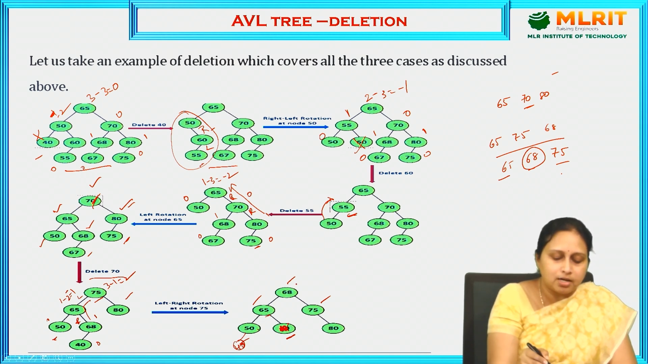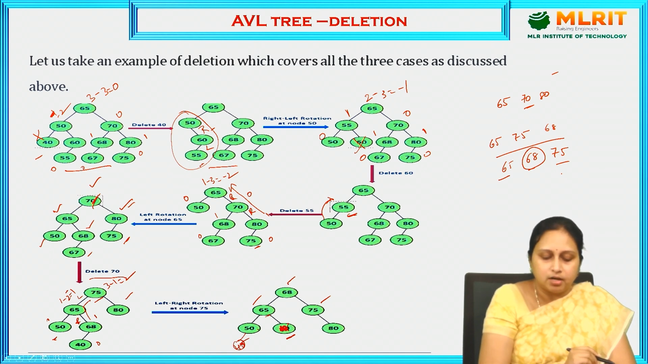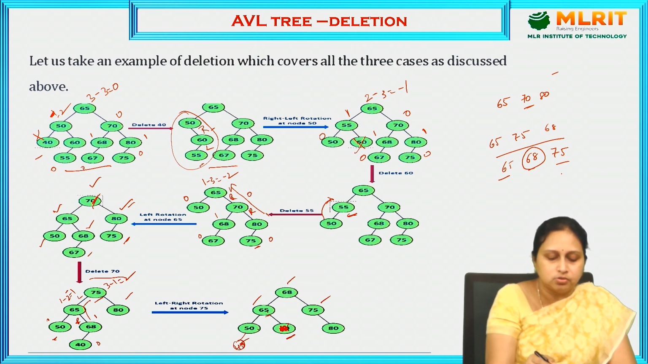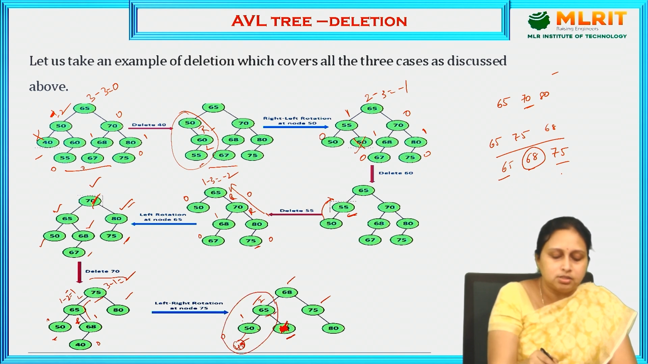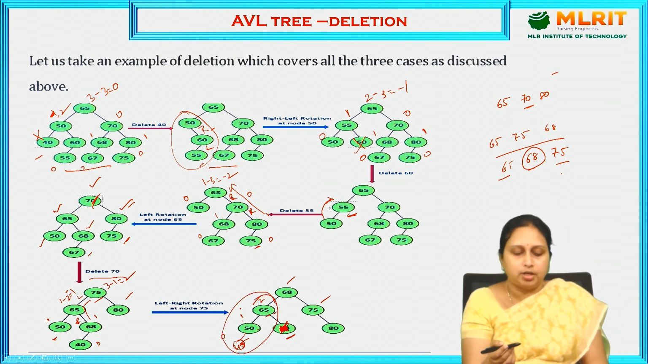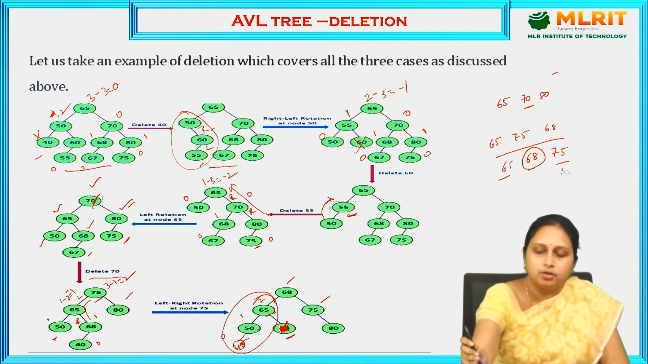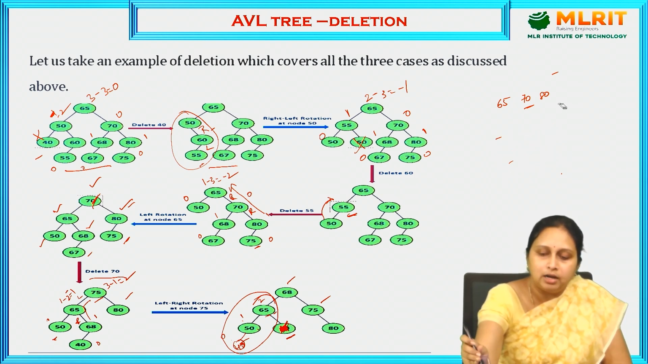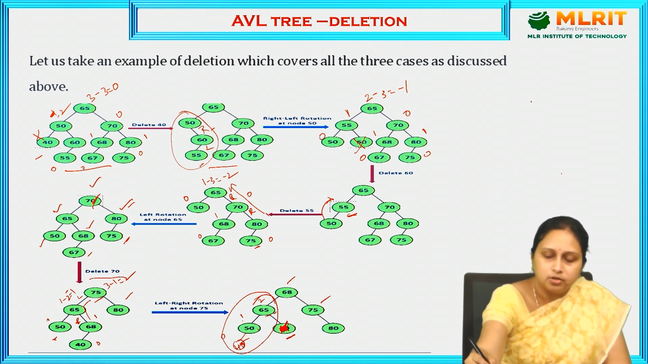I can check the balance factor for this. 3 minus 2 is 1. For this also, 0, 1, 2. This will not be the one. 0, 1, 2. Because of this it is imbalanced, so again we need to perform the rotation. Because of LL it is imbalanced, so we need to perform the rotation. After rotating, what are you going to get?